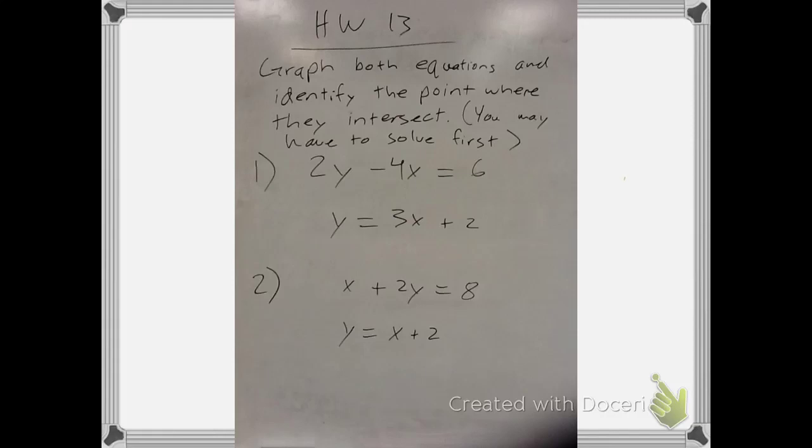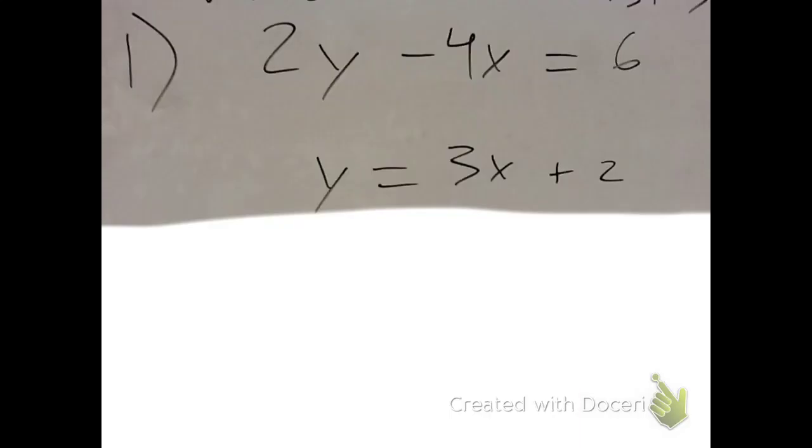We're supposed to graph both equations on the same coordinate plane and identify the point where they intersect. And I made a little note here saying that you may have to solve for y first, because typically when you graph, you want your equation to be y equals mx plus b. I hope this form looks somewhat familiar. If it doesn't, learn it really quickly, like right now. So let's move on, and we'll focus here on number one.